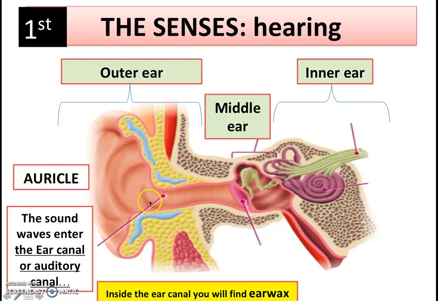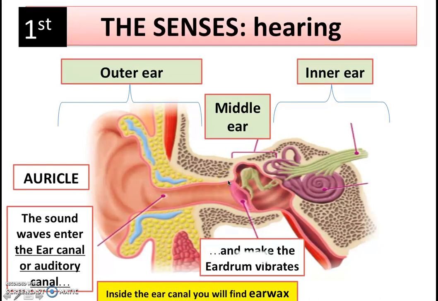Remember that sometimes in this tunnel we can find earwax, cera, right? That's why it's important that from time to time we clean our ear and our auditory canal, okay? So these sounds go through this tunnel and come in contact with this organ. This organ is called the eardrum, and the sounds that travel through the tunnel make this organ vibrate, okay? This is the eardrum.